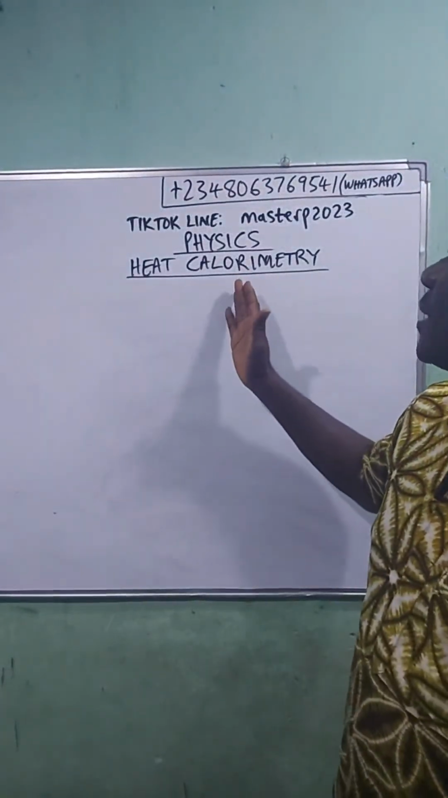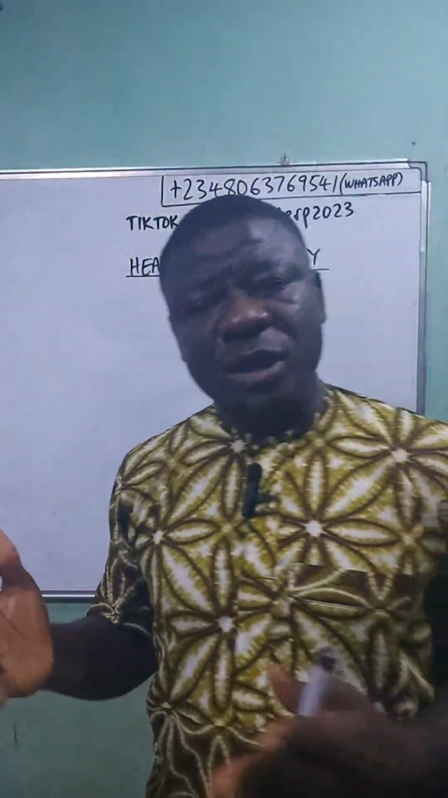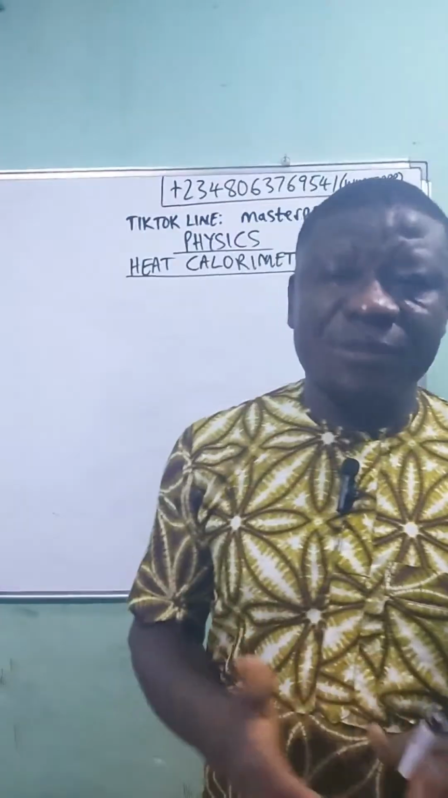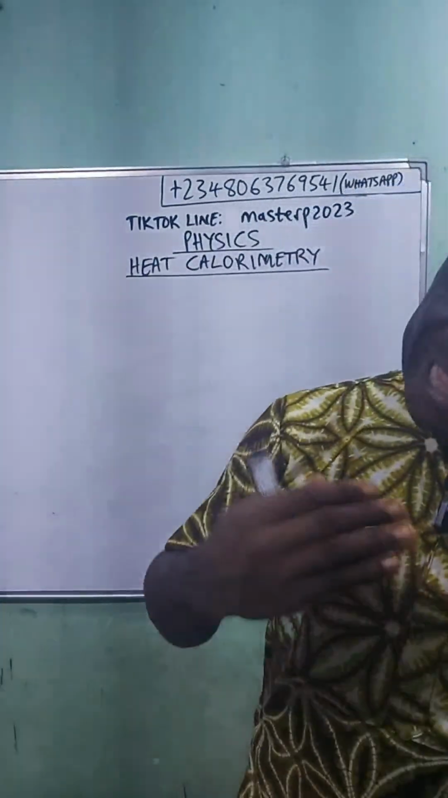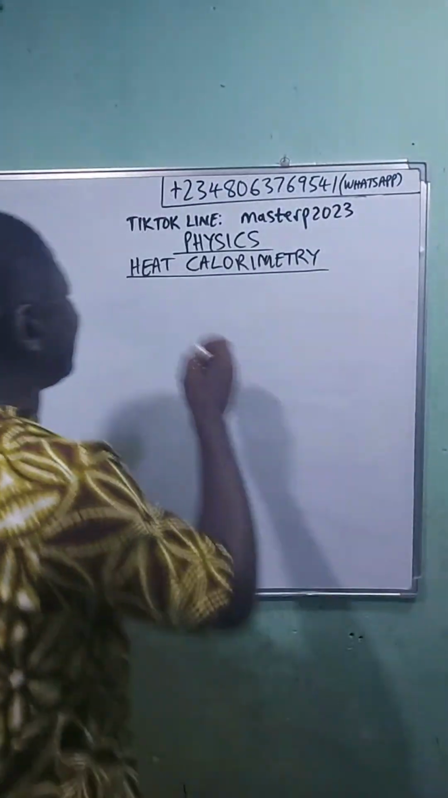In this segment in physics, we'll be looking at heat calorimetry. What is heat? Heat is the energy that is transferred from one place to another due to the temperature difference between two bodies. Once there is a difference in temperature, there will be heat transfer, and that heat is energy. Then, in heat calorimetry, one of the first things we'll look at is heat capacity.